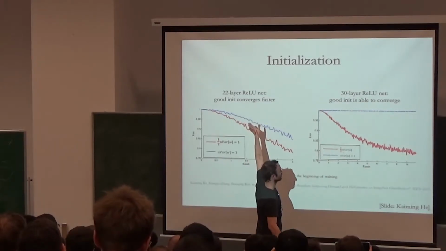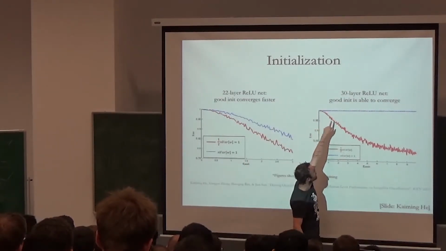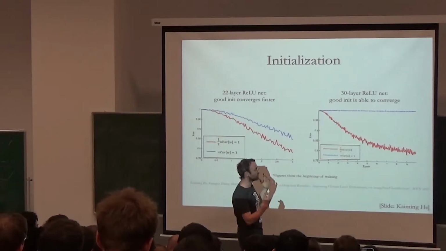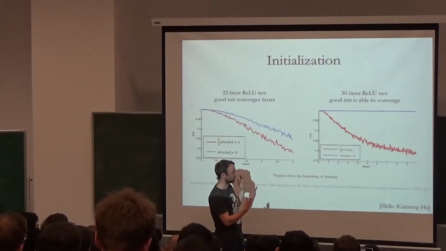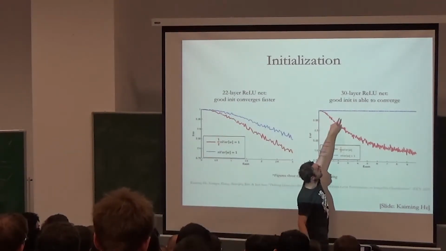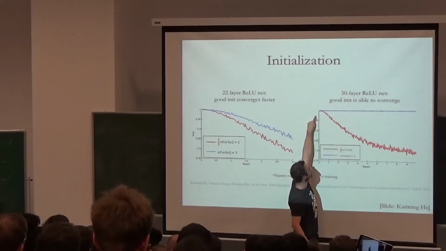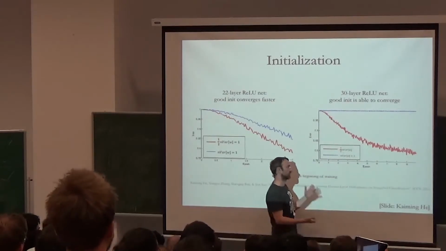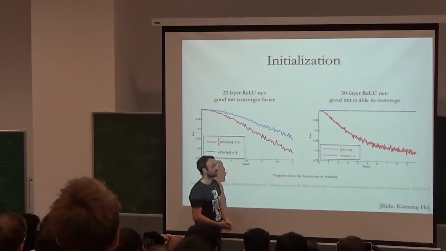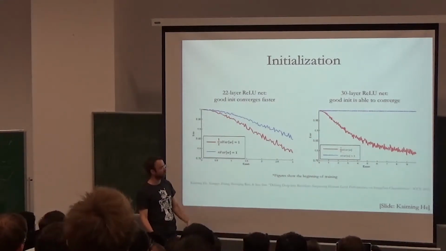This is a network of 22 layers, and this is one where it could make the difference between not working at all, which would be the blue case. This is an even deeper one. So as things get deeper, they get more sensitive to initialization. And you can see here that with the correct initialization, things do actually work.